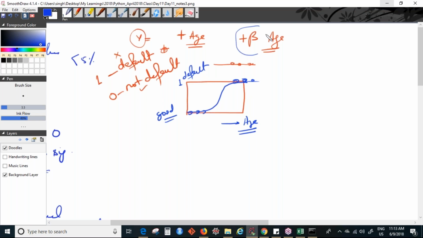If your age has a positive coefficient, whereas if your age has a negative coefficient, negative means the higher the value of beta, now you will go towards this side because it is negative. So that means with increasing age, you will not default if it is a negative coefficient. So this is the interpretation with respect to sign of beta.